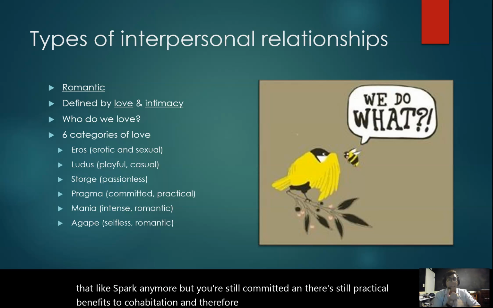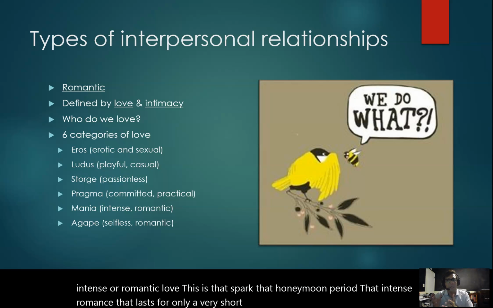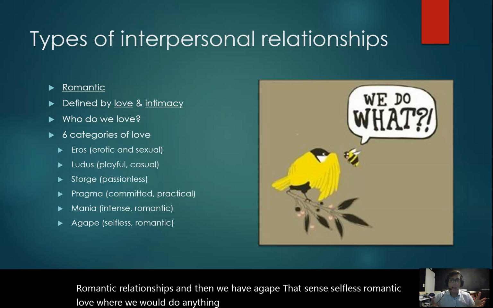We also have mania, which is intense or romantic love. This is that spark, that honeymoon period, that intense romance that lasts for only a very short time in a lot of romantic relationships. And then we have agape, that selfless romantic love, where we would do anything for this person, even if it does us harm.